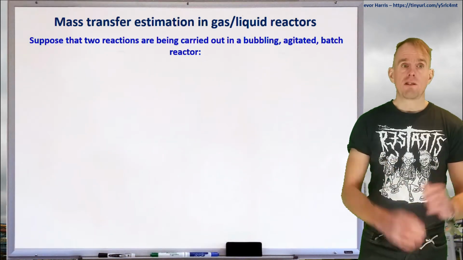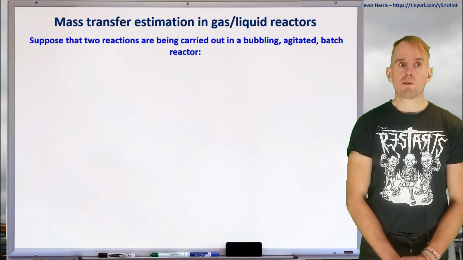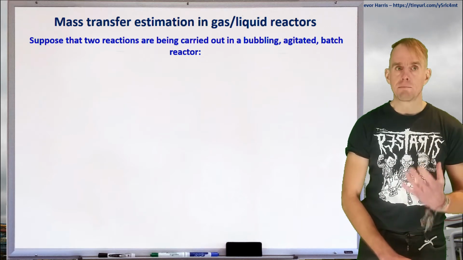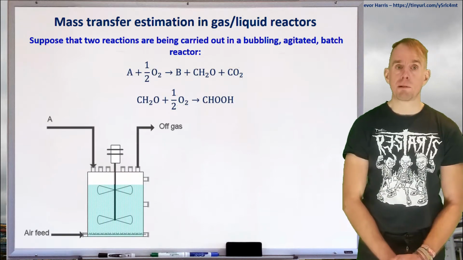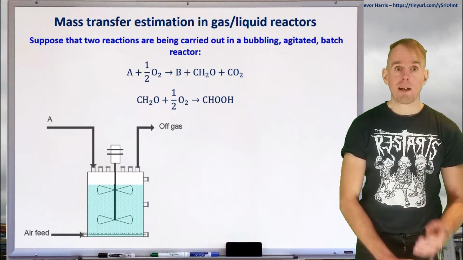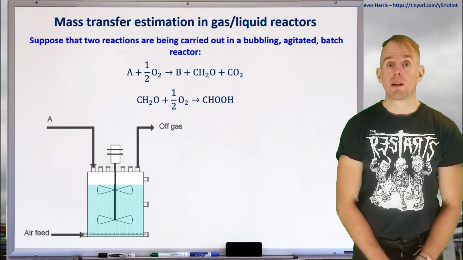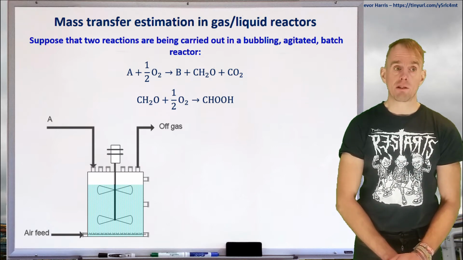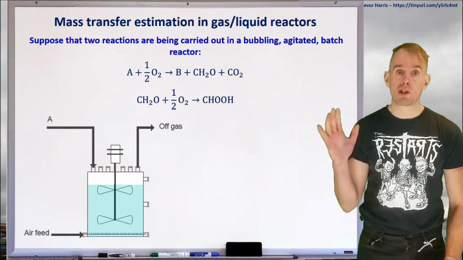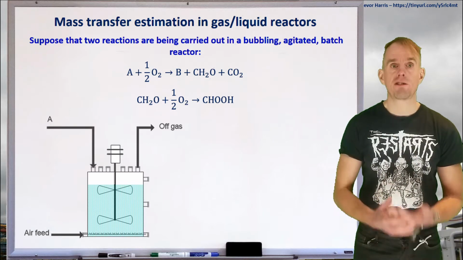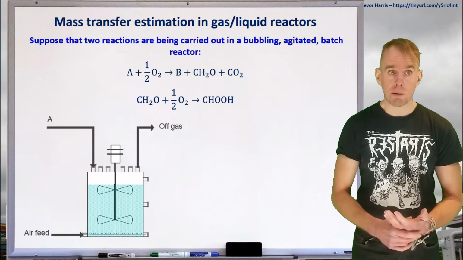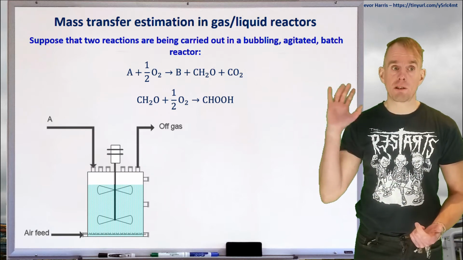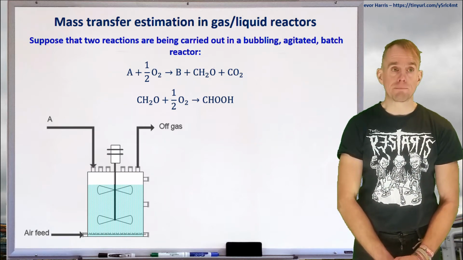So, let's take a scenario. Let's suppose that you've got some reactions being carried out in a bubbling, agitated batch reactor. Here on the whiteboard is your bubbling, agitated batch reactor, and here also are some idealised chemical reactions. This is actually an abstracted version of a real system. The real system involves the synthesis of a herbicide, and the kinetics are somewhat complex, but this simplified version serves to illustrate the point that I want to make.